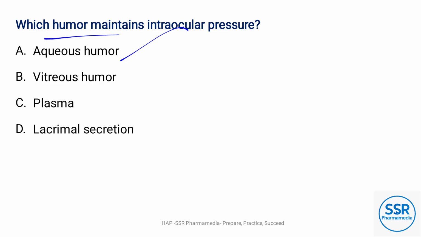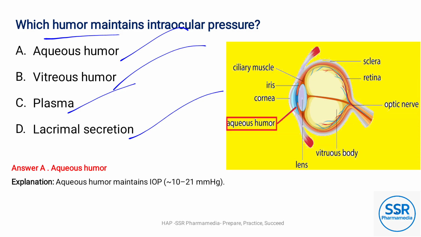Which humor maintains intraocular pressure? Option A aqueous humor, option B vitreous humor, option C plasma, option D lacrimal secretion. So the answer is option A, aqueous humor. Aqueous humor maintains IOP, intraocular pressure, at nearly 10 to 21 millimeters of mercury. So aqueous humor is responsible for the intraocular pressure.